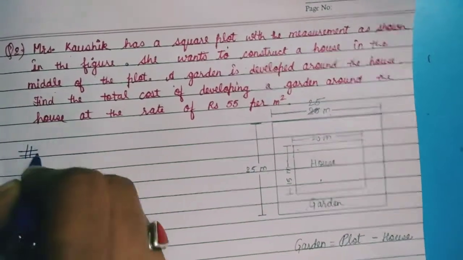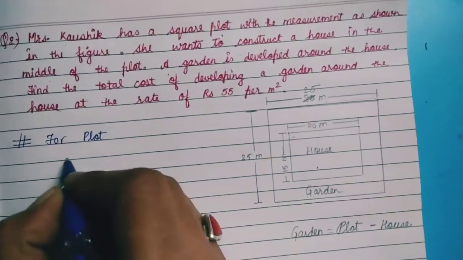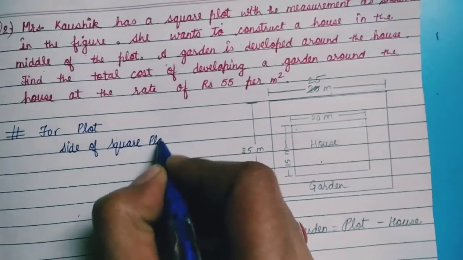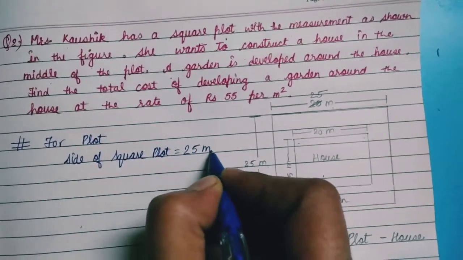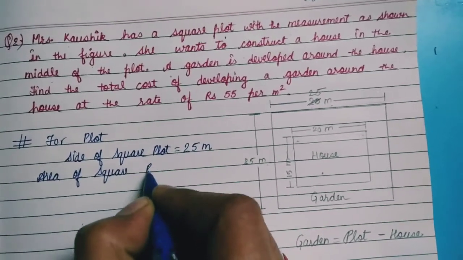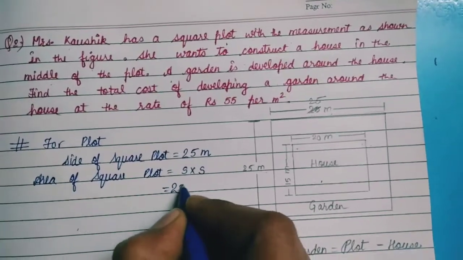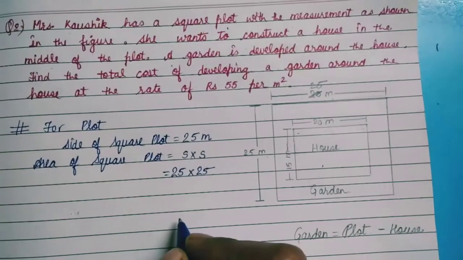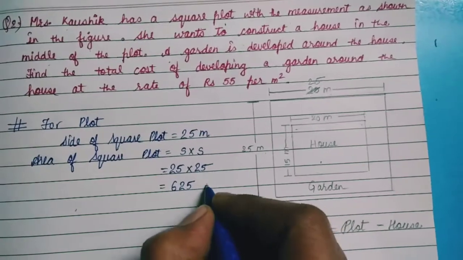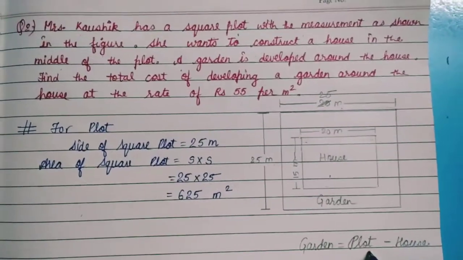Firstly we are taking the plot. The square plot is here. It means the side of the square plot is 25 meter. So the area of the square plot is side into side. In place of side we put 25 multiplied by 25. 25 into 25 gives us 625 meter square. Now here we have taken the area of the plot.